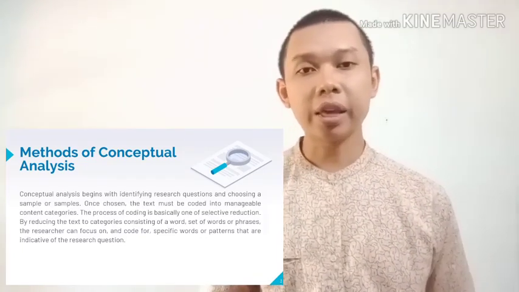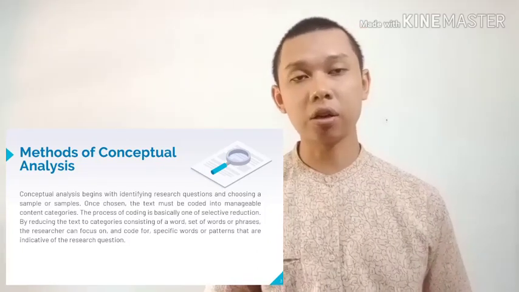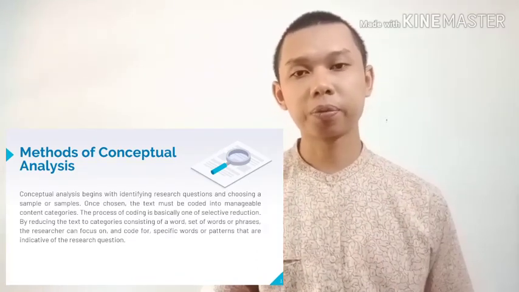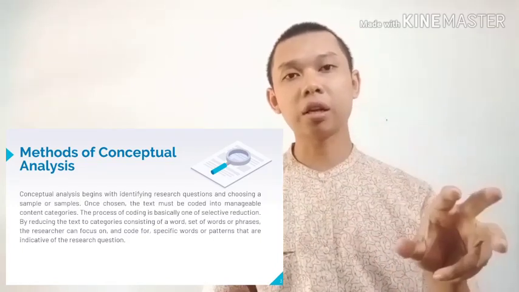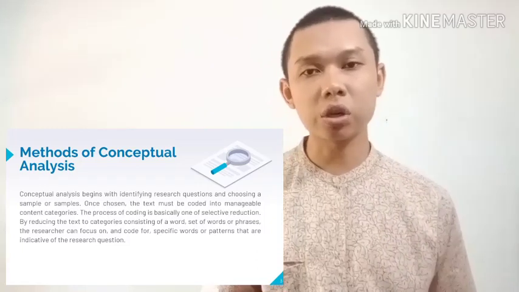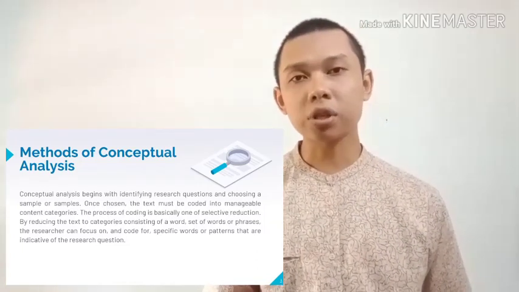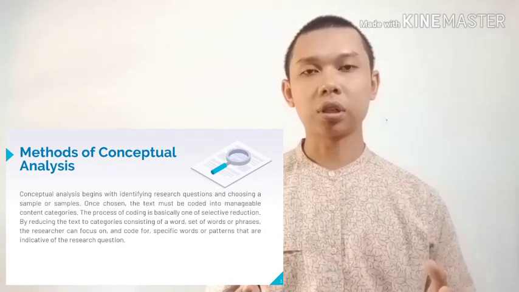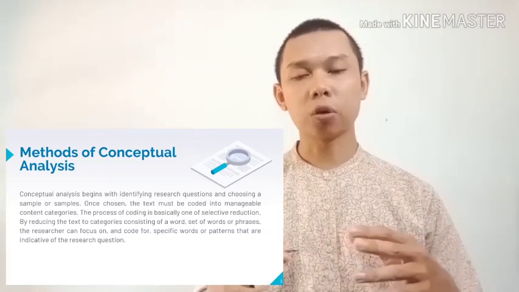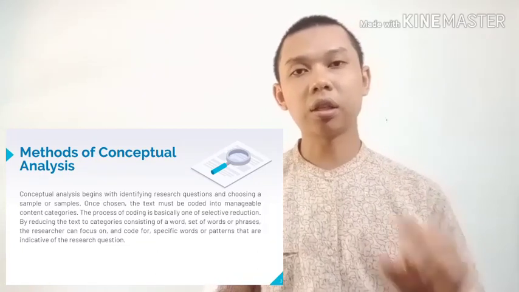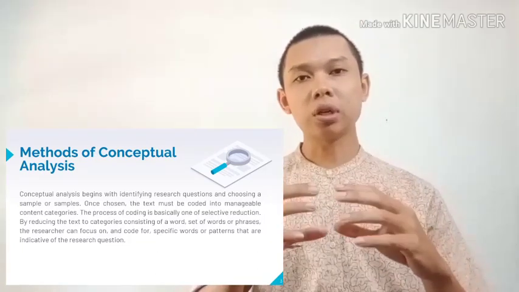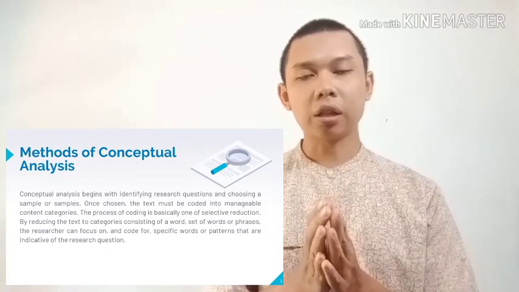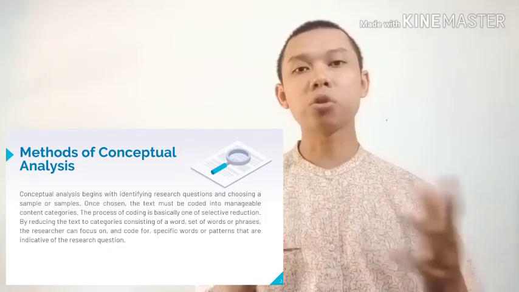Once chosen, the text must be coded into manageable content categories. Those research questions are what we have to focus on. We can take the manageable content categories from those research questions. And then the process of coding is basically one of selective reduction. After we know the codes for analyzing the ELT textbooks, we can do the reduction. We can do the selective reduction. Everything that is not useful, we can reduce, we can omit.